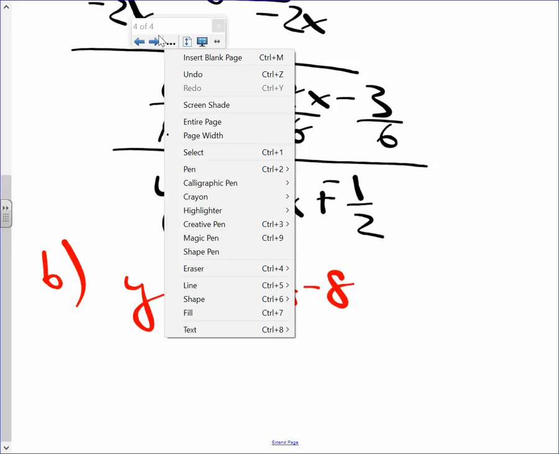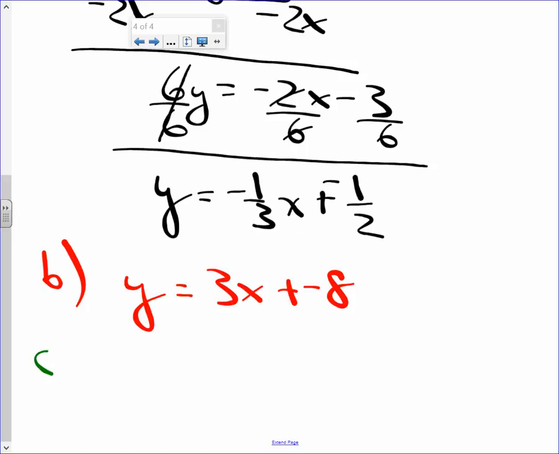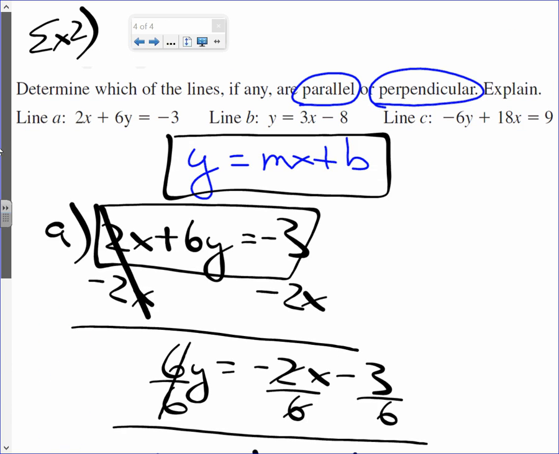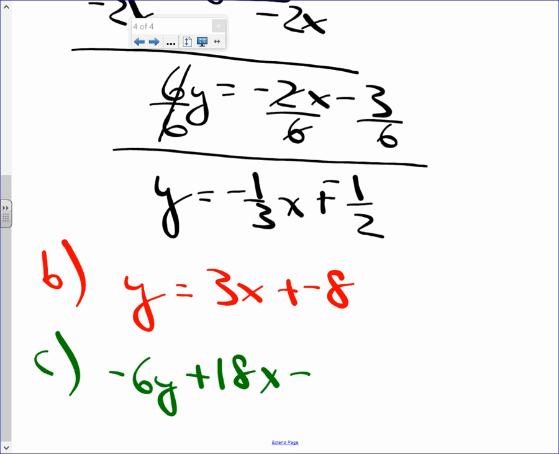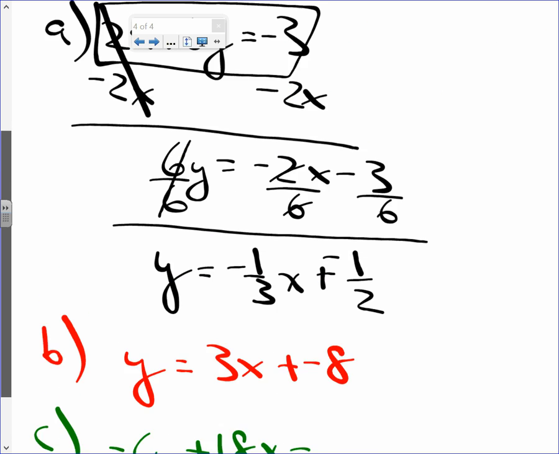Let's do line C now in green. Let's do this. Line C is negative 6y plus 18x. Negative 9 or positive? Positive.